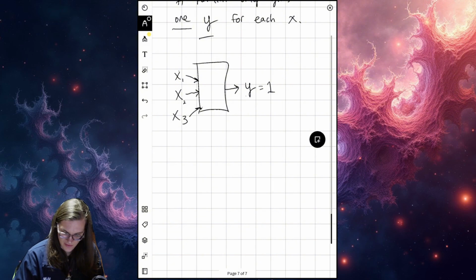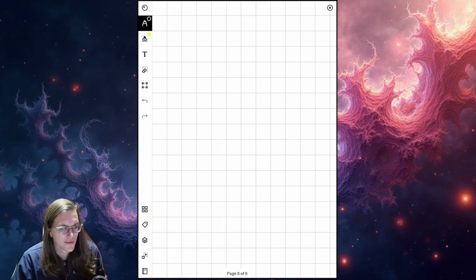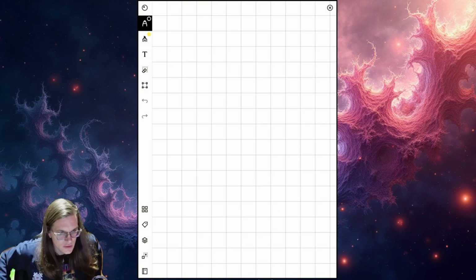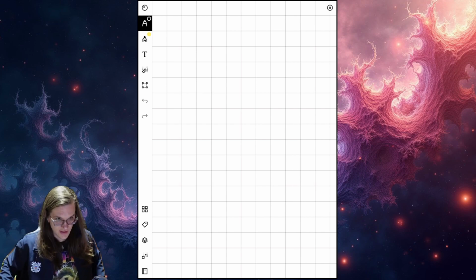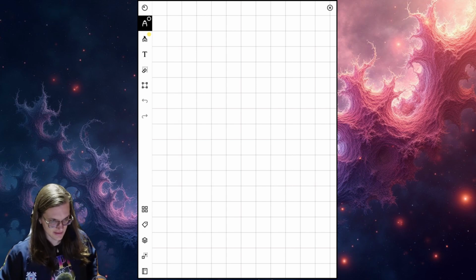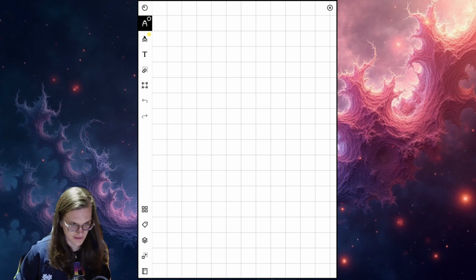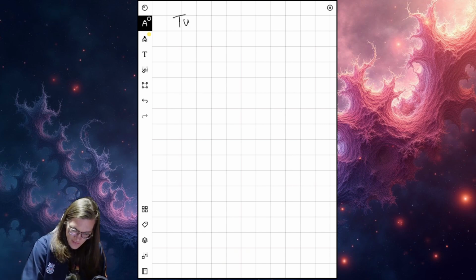I hope I didn't belabor the point or beat it to death. So no matter where you draw the vertical line, it only hits the graph once. This passes the vertical line test, so it's a function. Boom. Okay, so let's look at types of functions.